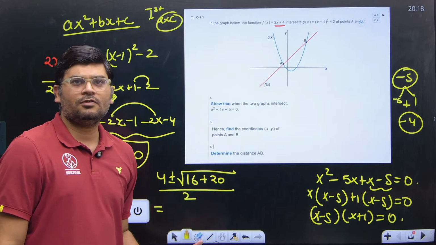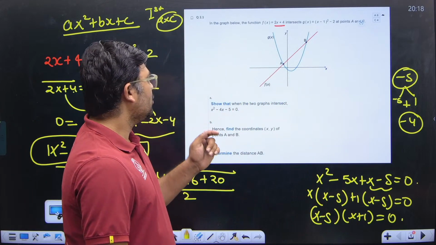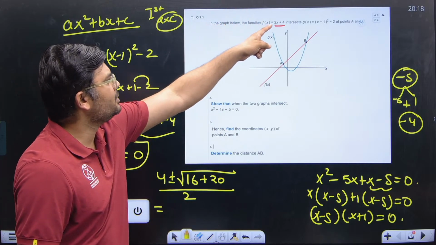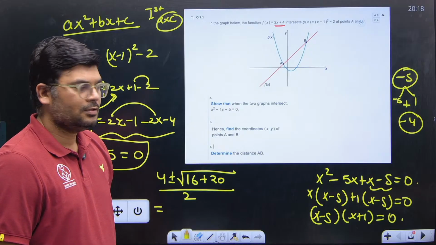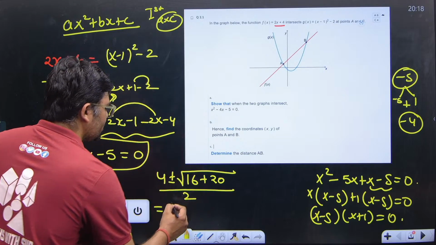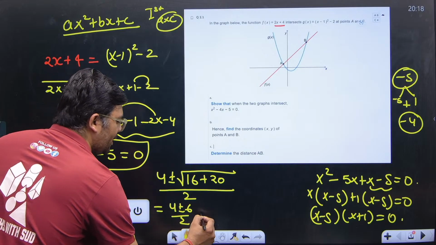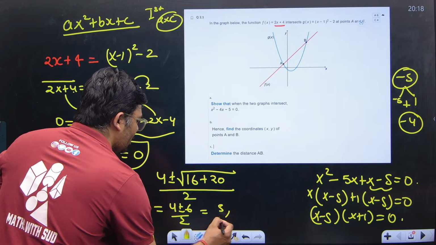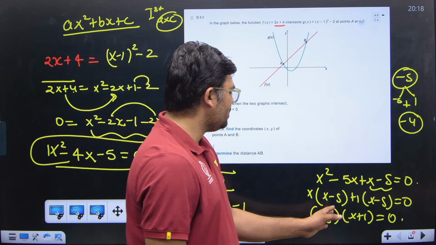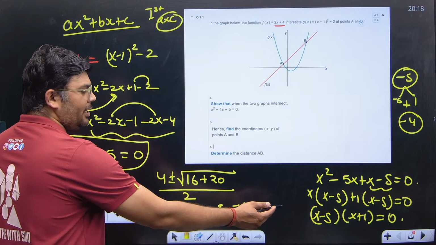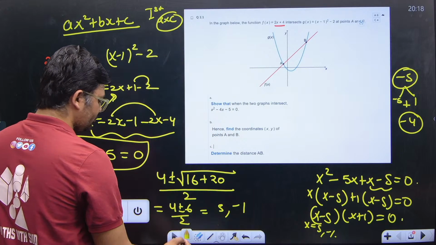These are the two values of x, but these are not the 2 points. These are the values of x. Now you have to put that value of x in this equation to find the value of y. So let us solve this. We will get 4 plus minus 6 by 2. So 4 plus 6 by 2 is how much? 5. And 4 minus 6 by 2 is how much? Minus 1. So anyways, you are getting the same numbers, 5 and minus 1, from here also.